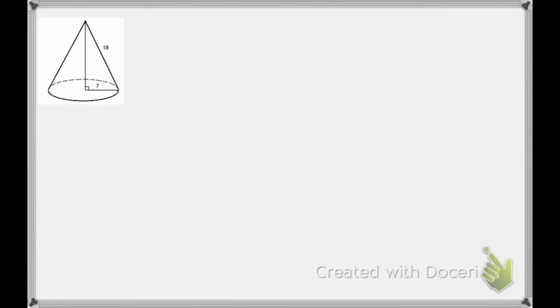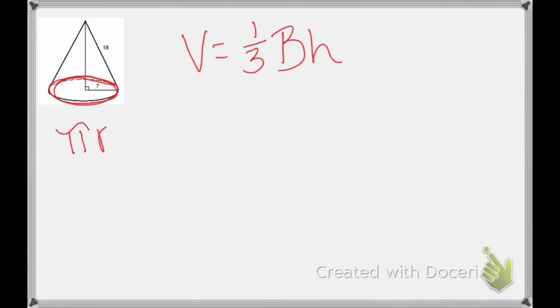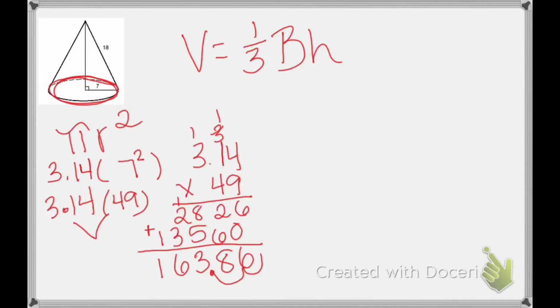Okay. Same exact thing. The volume of it is 1/3 times the area of the base times the height. And so I know that my base is this circle down here. They were also very nice to give me the radius. So to find the area of a circle, we do pi times radius squared. Pi is approximately 3.14, and our radius here is 7 squared. We should have gotten 163 and 86/100ths. That is just for this area.